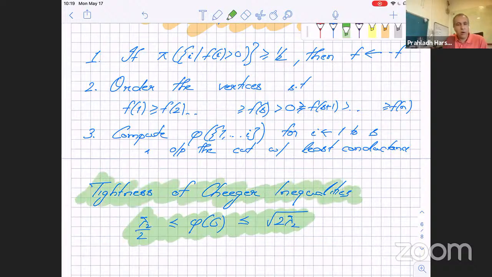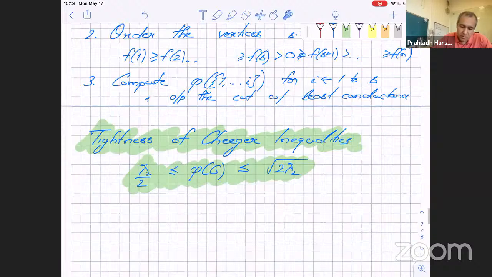So forget about the constants. I want to show there are examples of graphs for which each inequality is tight. So you can't improve either direction. That is, what we have proven is more or less the best we can imagine. So let's look at the direction phi G greater than or equal to lambda 2 by 2.